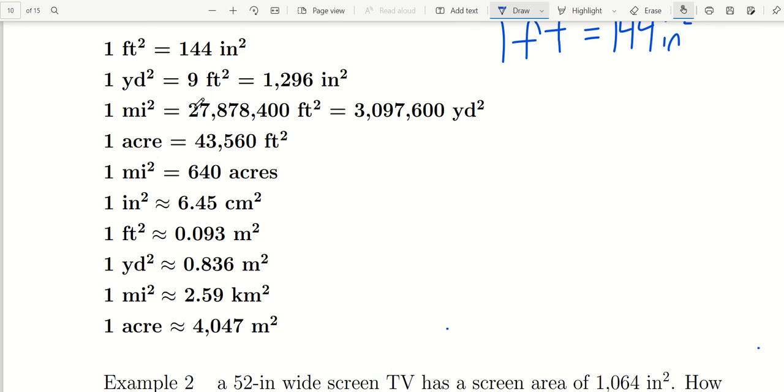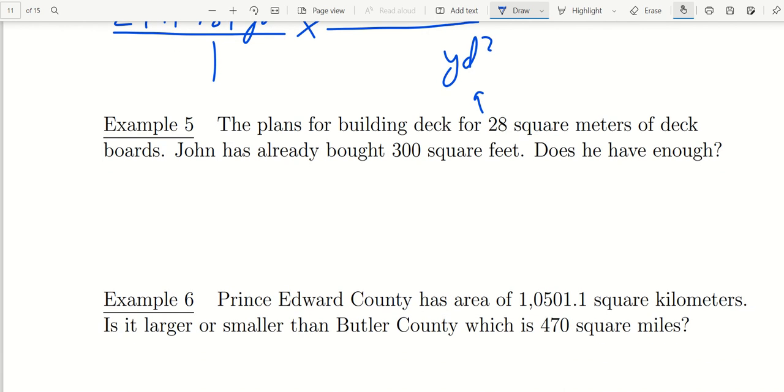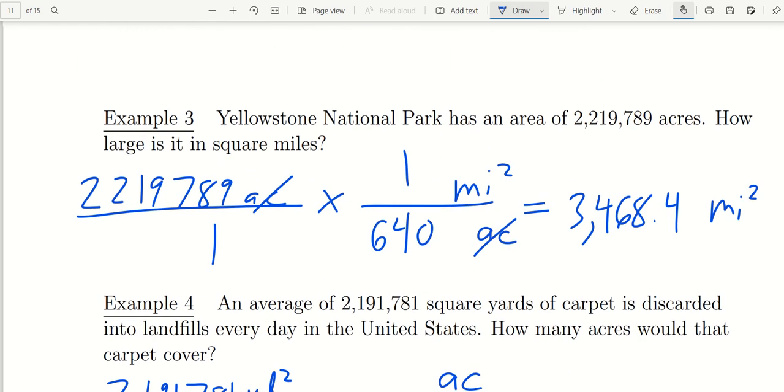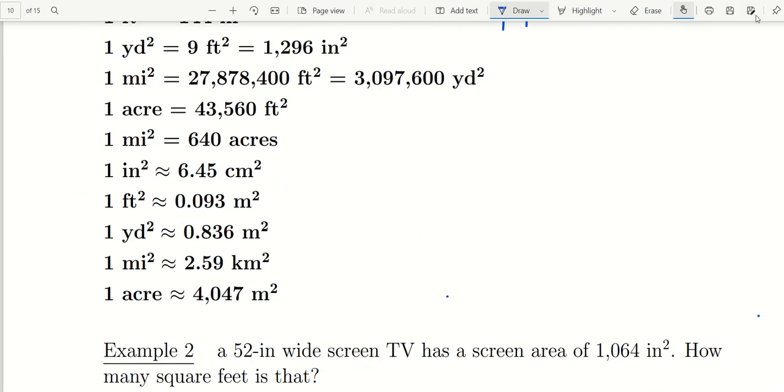So looking through, what do I see? I see acres and miles. I see acres and feet squared, acres and square meters, but we're looking for what? We're looking for acres and square yards. There is no direct relationship between acres and square yards. So this is one of those examples where we're going to actually have to make an additional bridge.